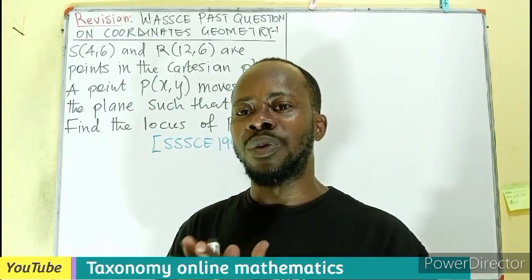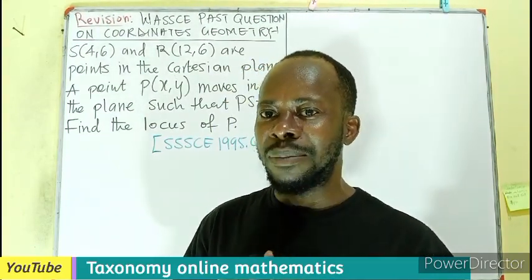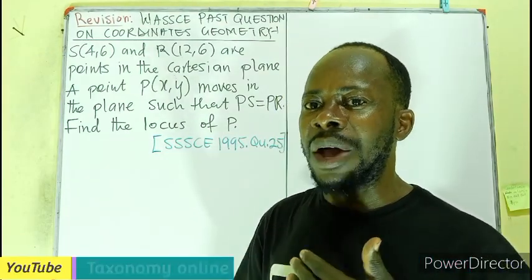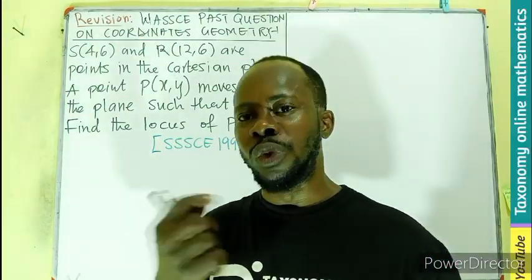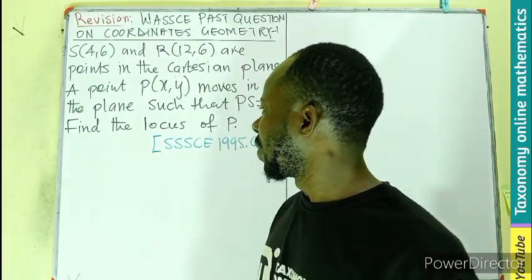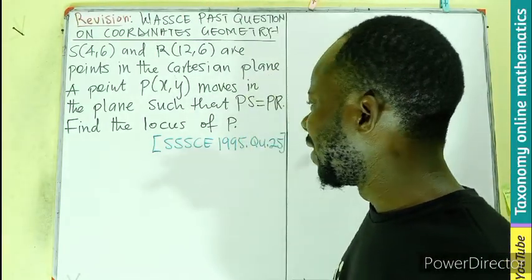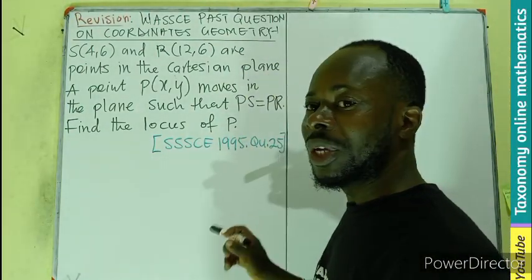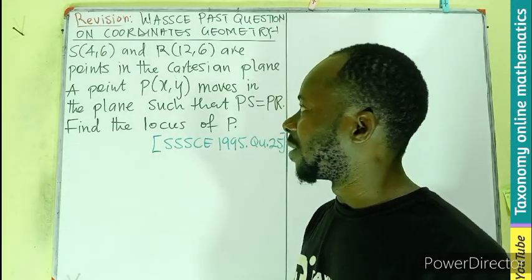We are picking past questions from WASSCE or WAEC past questions to see how we can relate the past questions with the tutorials that we just ended. So the first question here is coming from SSSCE 1995, question number 25, the objective test.